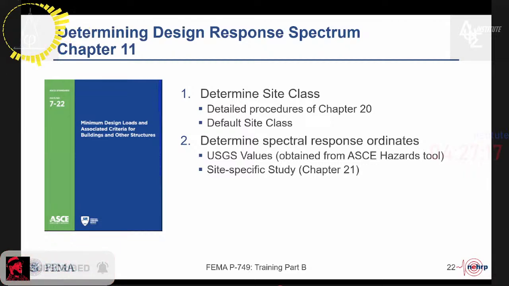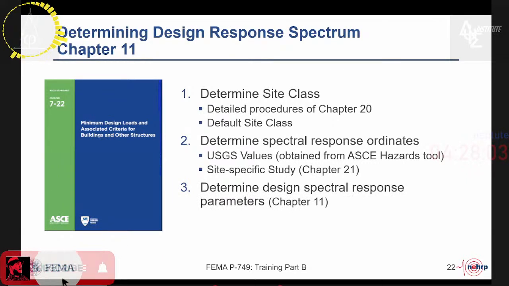Once you've determined the site class, you determine the spectral response ordinates. The way I recommend that you do that is by using a free tool that's available from the American Society of Civil Engineers. If you go to Google or your favorite search engine and type in ASCE hazards tool, it'll bring you to a link that will allow you to get to that tool. And by entering relatively simple data, which I'll take you through in a moment, you can produce your design spectrum and the design spectral quantities. It is also possible, as it has been in the past, to follow the procedures of Chapter 21 and do a site-specific development of design spectra.